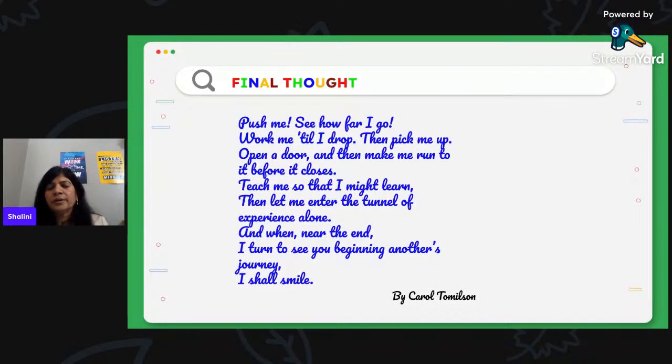I would like to conclude my presentation with this poem, which is again from Carol Tomlinson's book, Differentiated Instruction. It says, push me, see how far I go, work me till I drop. Then pick me up, open a door, and then make me run to it before it closes. Teach me so that I might learn, then let me enter the tunnel of experience alone. And when near the end, I turn to see you beginning another's journey, I shall smile. Thank you.